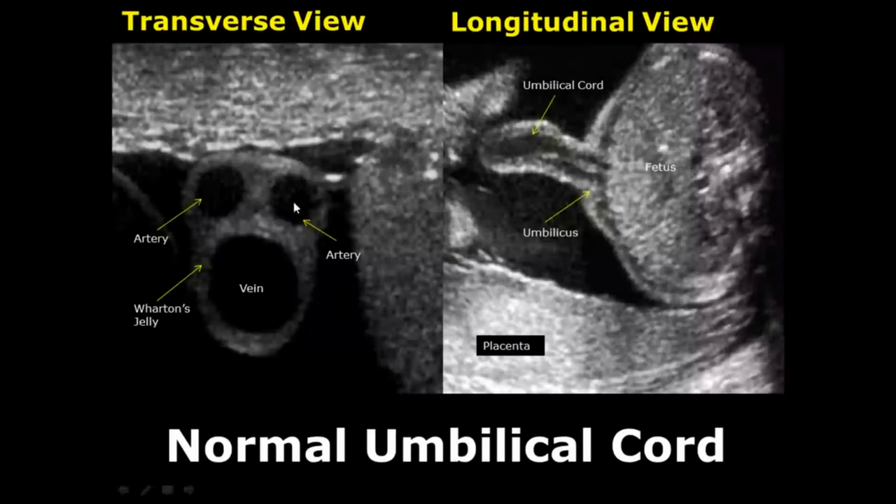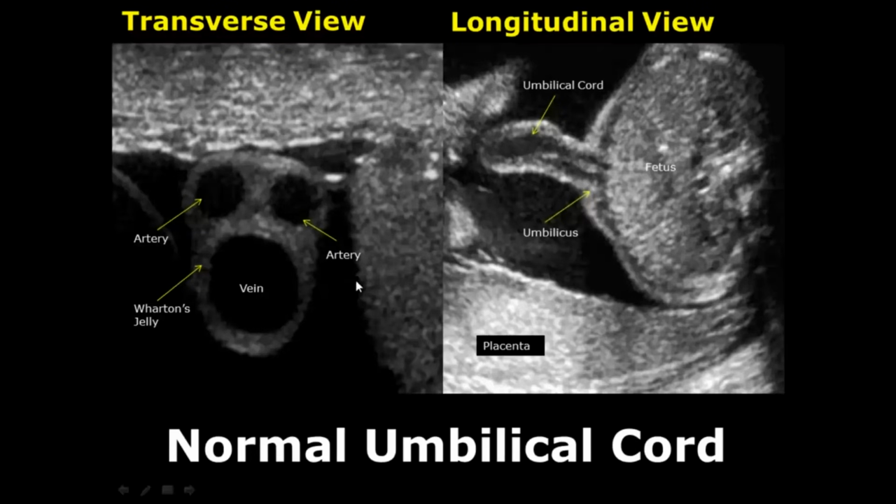The umbilical cord connects the placenta to the fetus and provides blood supply. Here we can see a cross-section of the umbilical cord. It is the transverse view. We can see how many vessels it contains. The one with the larger diameter is the umbilical vein, and these two with smaller diameters are the umbilical arteries. So we have 2 arteries and 1 vein.